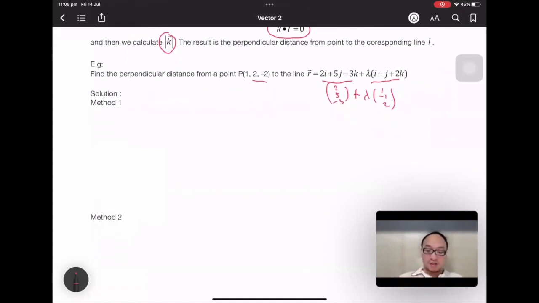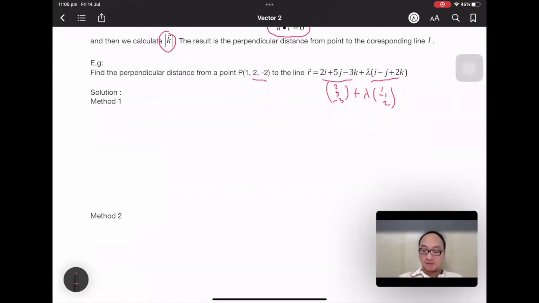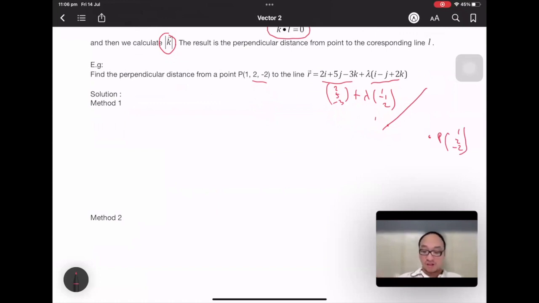Okay, maybe I need to draw. This is the line. And this is the coordinate P. The coordinate is 1, 2, and -2. Okay, I can give names. This is A, this is B. Coordinate A, I can use the initial point. So 2, 5, -3.